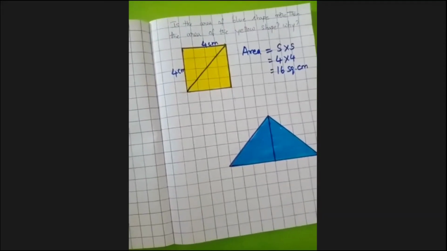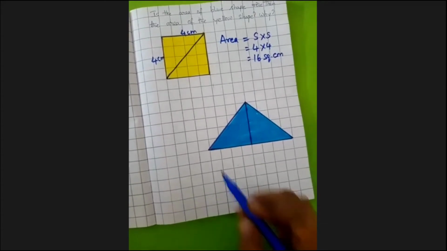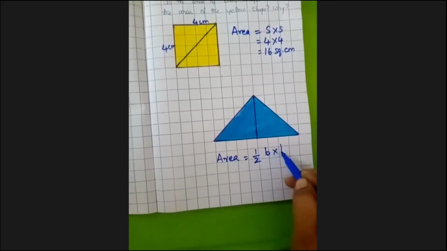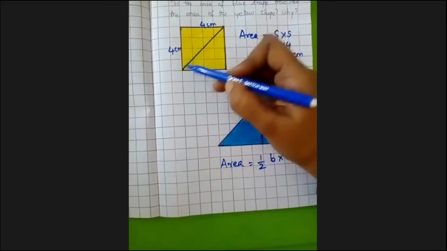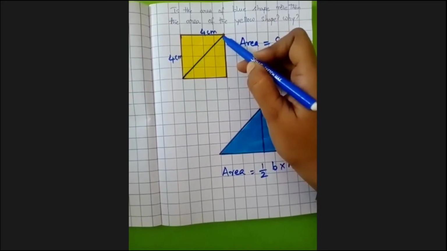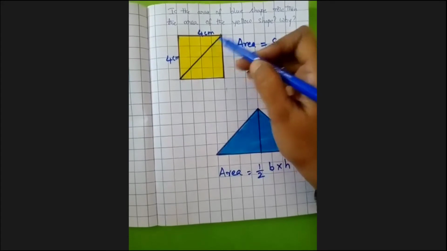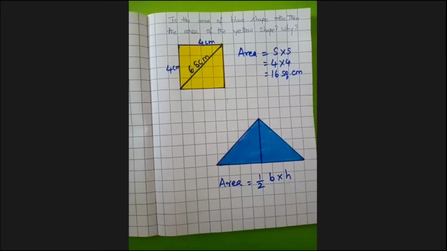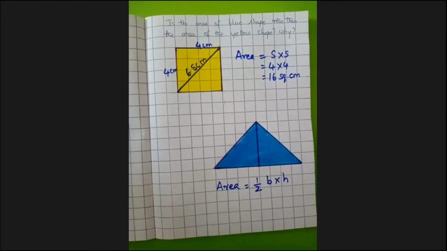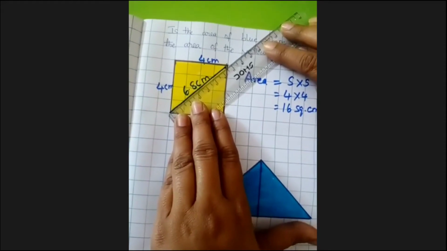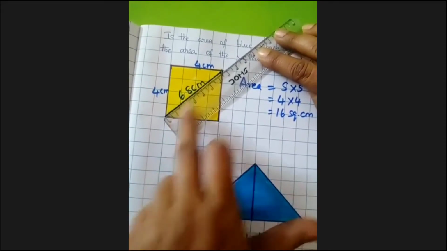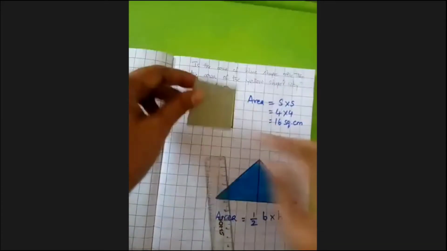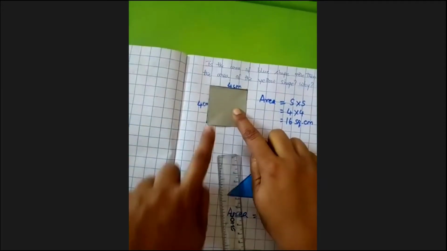What is the formula for the area of a triangle? Half into base into height. While measuring with a scale, this diagonal will be 6.8 centimeters. I will show you by measuring. Yes, the length of this diagonal is 6.8 centimeters. This is the square that we have exactly.